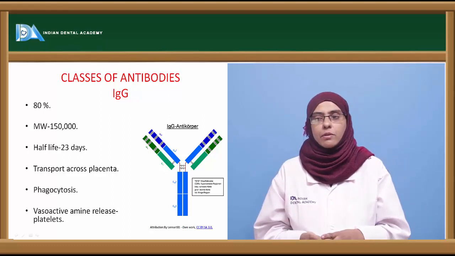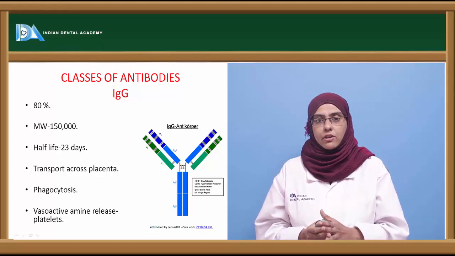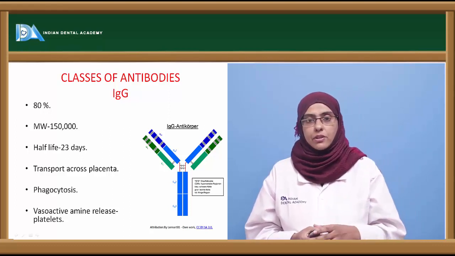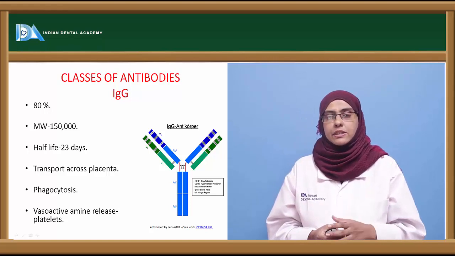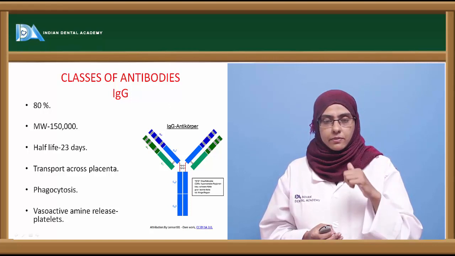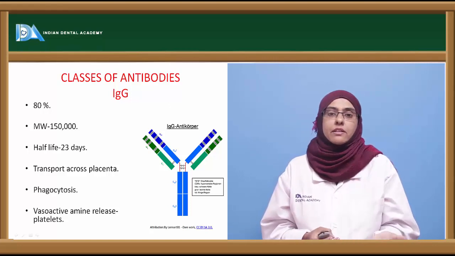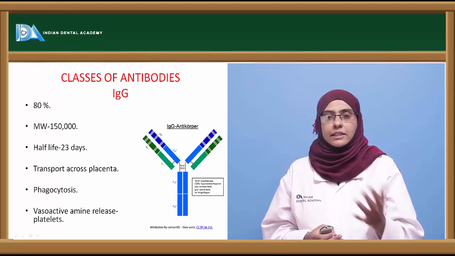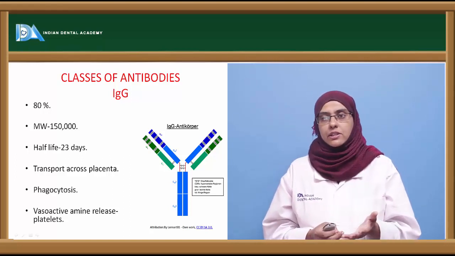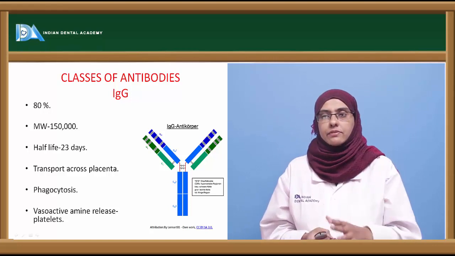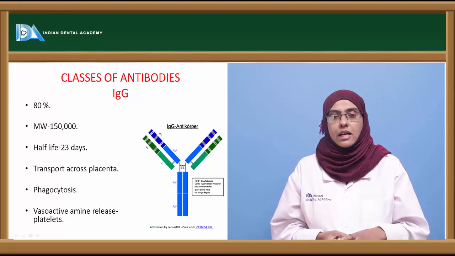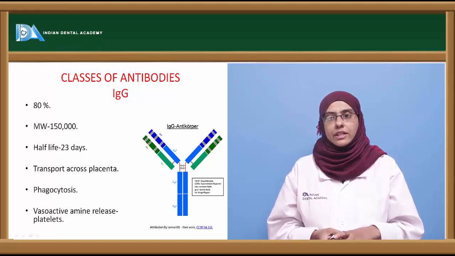So first I will be dealing with IgG, and the concentration of this IgG is very high in human serum. About 80% of the immunoglobulin present in human serum is IgG, and you can say it is the most prominent and most functional one to interact with the antigen that has entered via the blood or the tissue spaces. So it is the first antibody that interacts with the antigen, and it has a molecular weight of about 150,000 Daltons and a half-life of about 23 days.